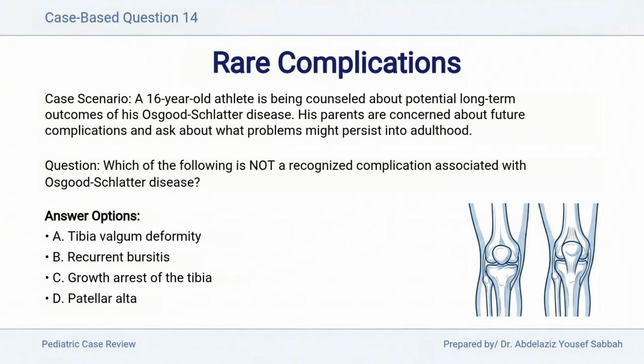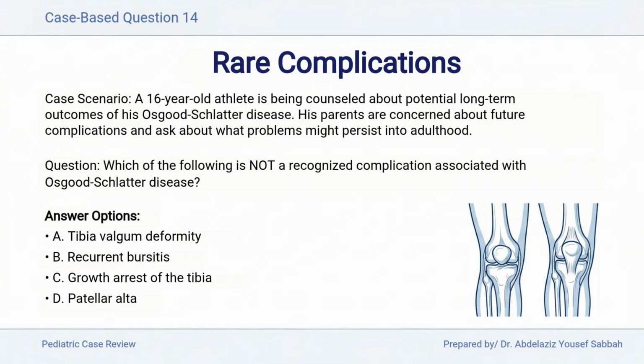Case 14. Rare complications. A 16-year-old athlete is being counseled about potential long-term outcomes of his Osgood-Schlatter disease. His parents are concerned about future complications and ask about what problems might persist into adulthood. Which of the following is not a recognized complication associated with Osgood-Schlatter disease?